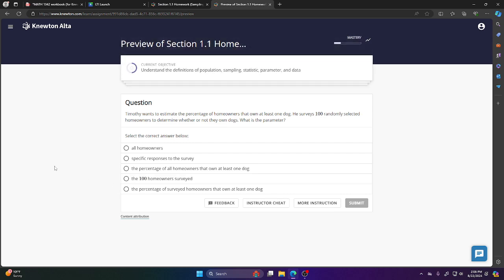Okay, cool. So we want to estimate the percentage of homeowners who own at least one dog. Survey 100 people. Determine if they own dogs. What's the parameter? Parameter. So that's math, but for what? Population. It's for the population. Okay, so we want the math for the population. Which one? A, B, C, D, E.